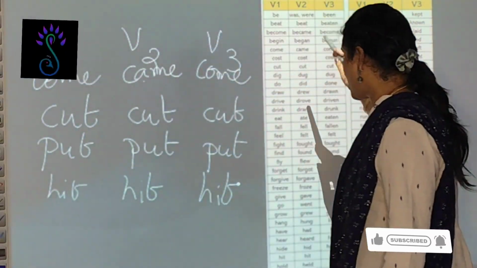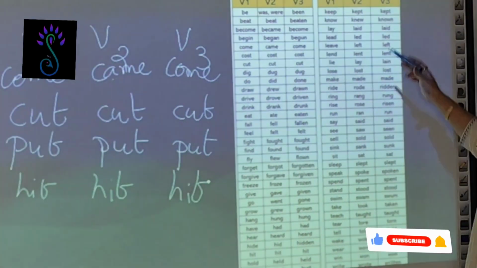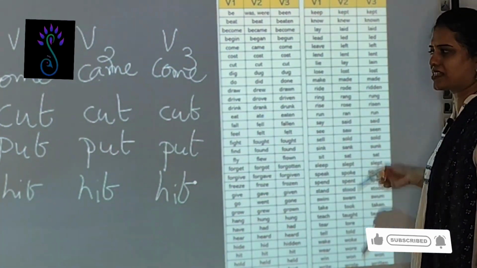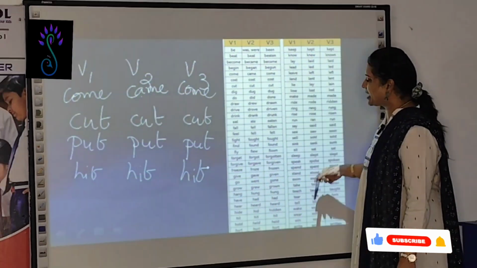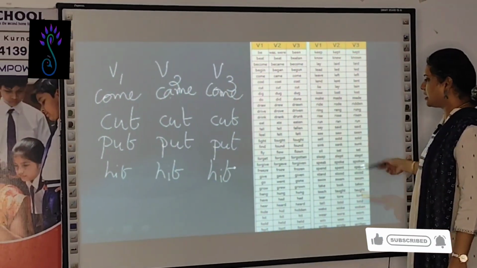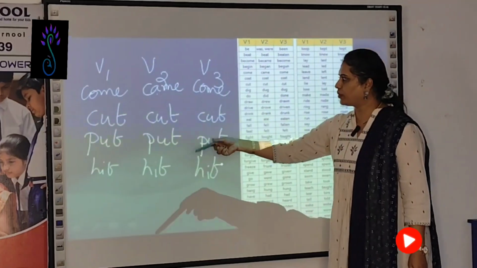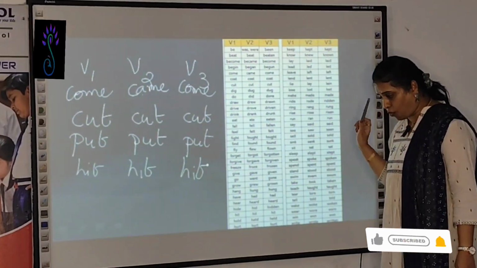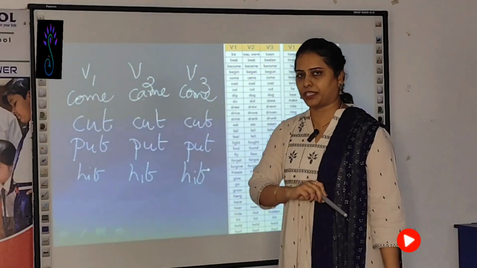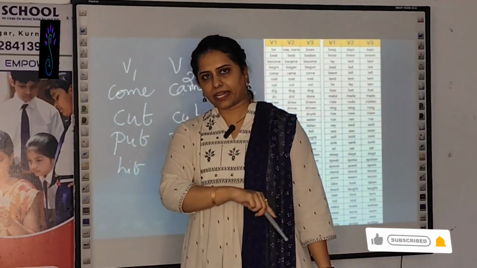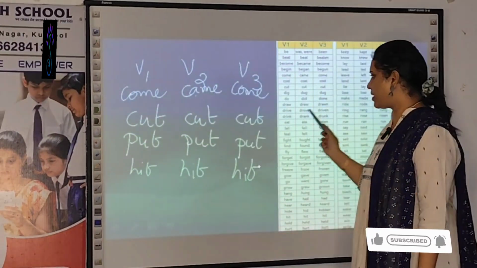If you want this chart, it is easy. If you follow this regularly, it is easy. It is not a tough part. If you read them once or twice, you'll come to know how to convert into V1, V2, V3. If you know these basics, it will be very useful for conversion of active to passive, direct to indirect.